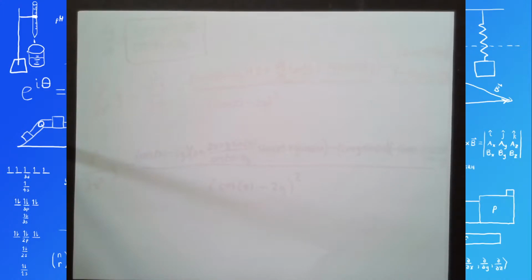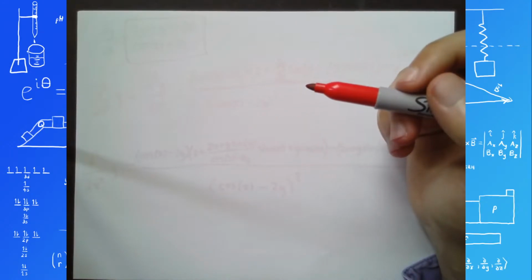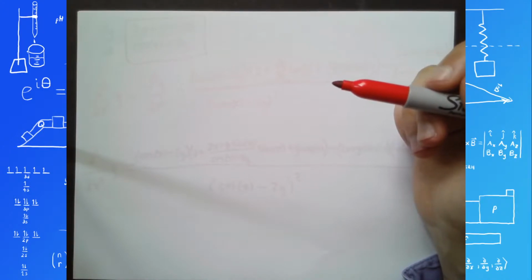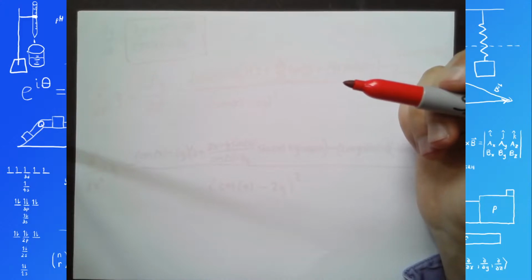So, number 16 in my book says, a spotlight on the ground shines on a wall 12 meters away. If a man 2 meters tall walks from the spotlight toward the building at a speed of 1.6 meters per second, how fast is the length of his shadow on the building decreasing when he is 4 meters from the building? I'll read it again.